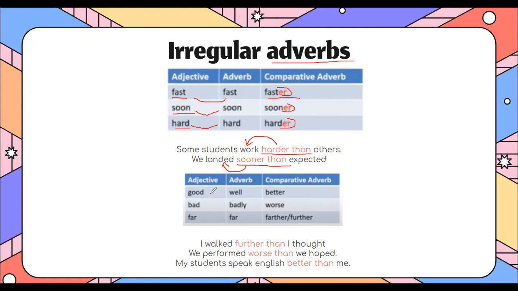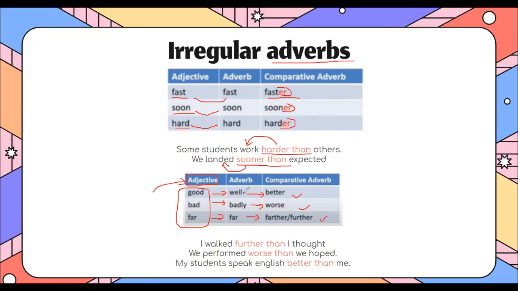And also we have these adjectives that we know that are irregular. And when you transform them to adverbs, they transform to well, badly, and far. And then when you transform them to comparative, we are using them in a very similar way to the adjectives. You're using better, worse, and further. I repeat, we have adjectives. These are familiar, we know them, good, bad, and far. And when they transform, they go to well, badly, and far.